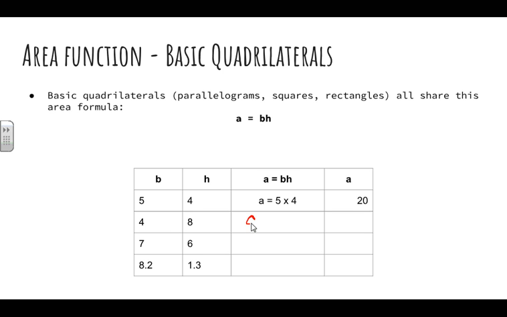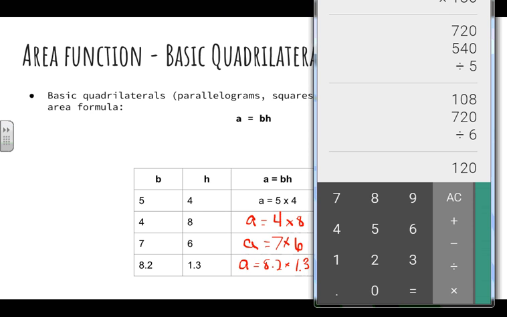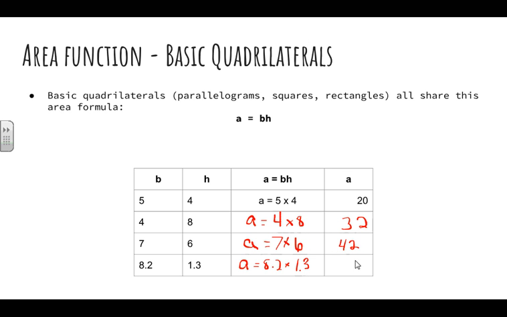So if our base is 4 and our height is 8, our formula is A equals 4 times 8, which is 32. If our base is 7 and our height is 6, our formula is 7 times 6, which is 42. And if our base is 8.2 and our height is 1.3, we would just do 8.2 times 1.3, and our area would be 10.66. Okay. Simple, right?